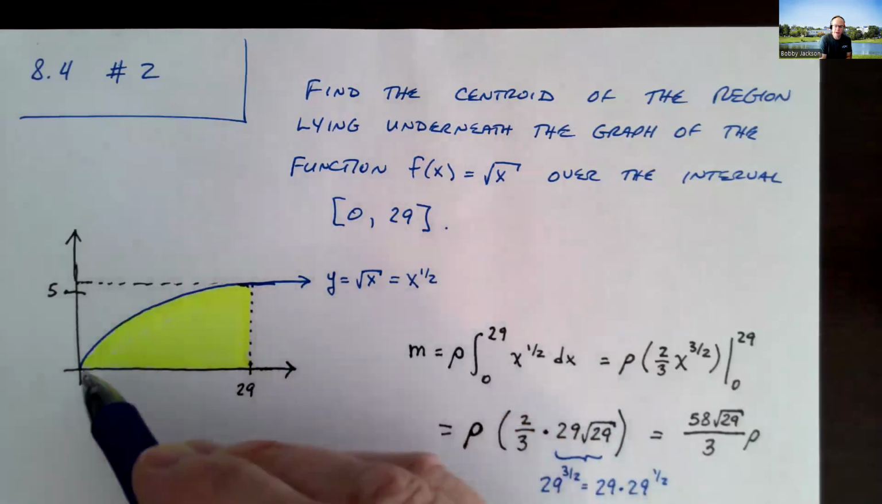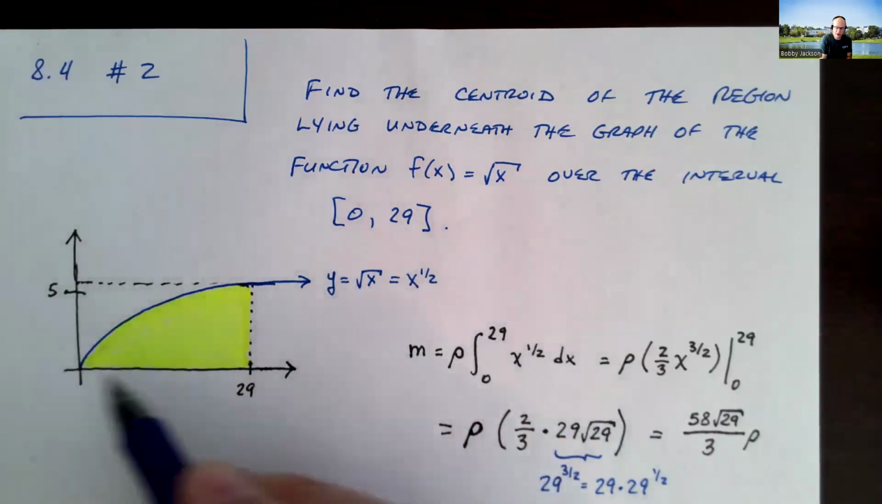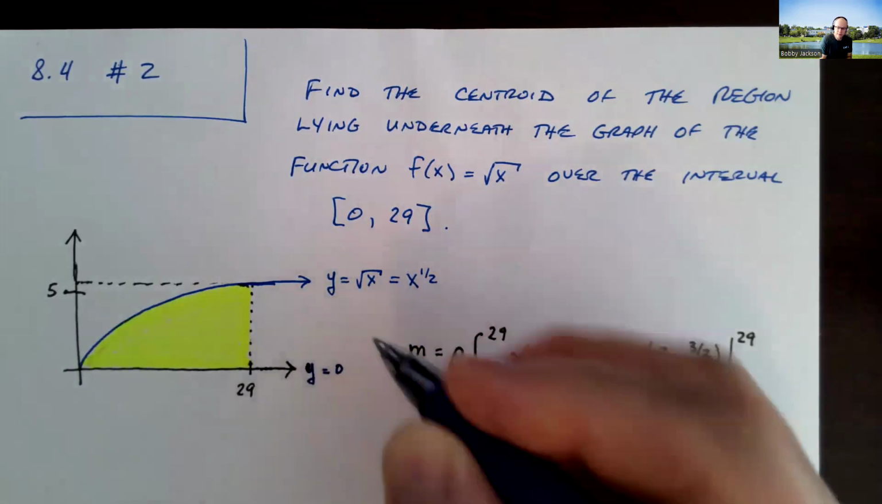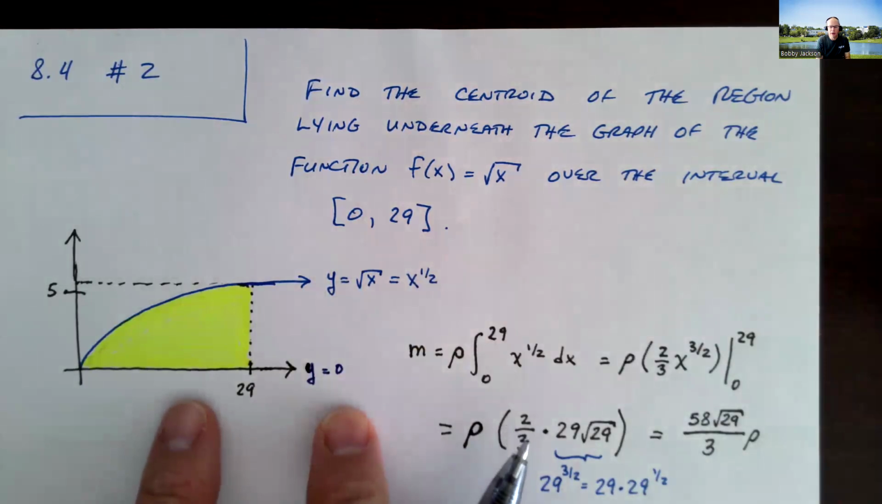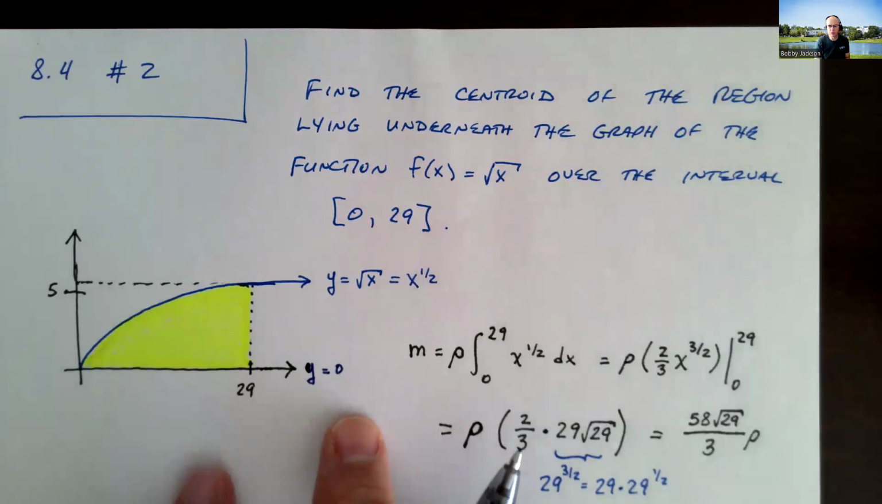So that's the top function of the region we're talking about, and then the bottom function is just the x-axis, or just y equal 0. And so I've shaded in yellow there, if you see that, the region that we're talking about finding the centroid of. And that'll be helpful when we get our answer. We can check and see, does it seem reasonable?